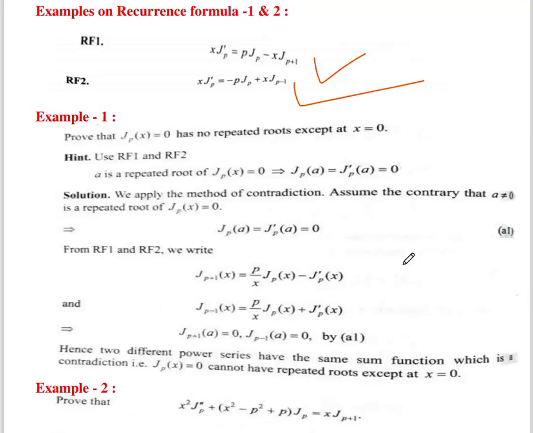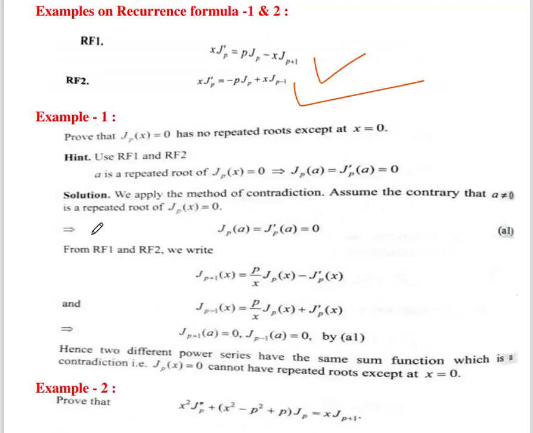So what is the first example? Prove that Jp of x equals 0 has no repeated roots except at x equals 0. To prove this, in example number 1, we will use recurrence formula number 1 and recurrence formula number 2. Here we have to note that if A is a repeated root of Jp of x, then Jp of A equals J'p of A equals 0.